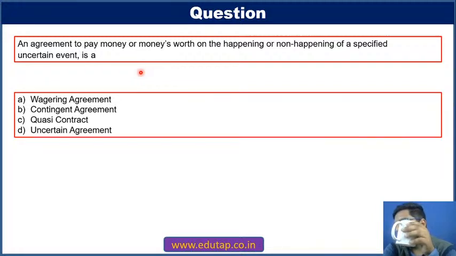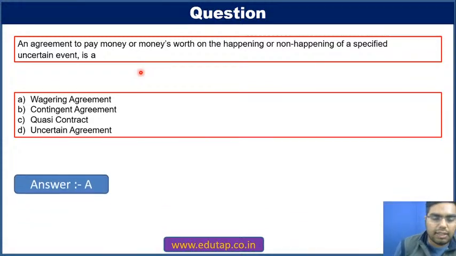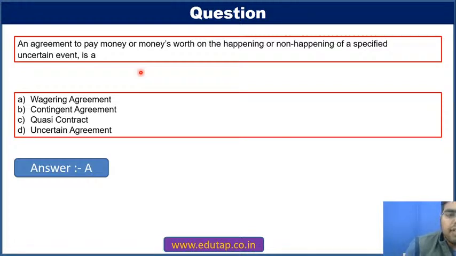Misrepresentation is voidable. So you guys are confused between A and B. These are the exact language of wagering and contingent. I have explained it to you there also. So it is a wagering agreement. Wagering is when you are paying money or money's worth on the happening or non-happening of a specified uncertain event. If it would happen, then one party will pay. If it would not happen, then the other party will pay. That's what happens in betting. So it is a wagering agreement.